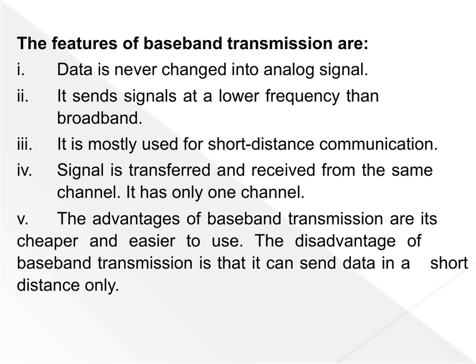Now, looking at the advantages, baseband transmission is cheaper and easier to use. It doesn't require complex equipment or high costs, making it accessible for many applications. However, the main disadvantage is that it's only effective over short distances. Beyond that, the signal may weaken or degrade, limiting its usefulness for long-range communication. Connecting these points to the overall theme, understanding the features of baseband transmission helps us see why it's ideal for certain scenarios: simple, cost-effective, short-range communication, while also recognizing its limitations.